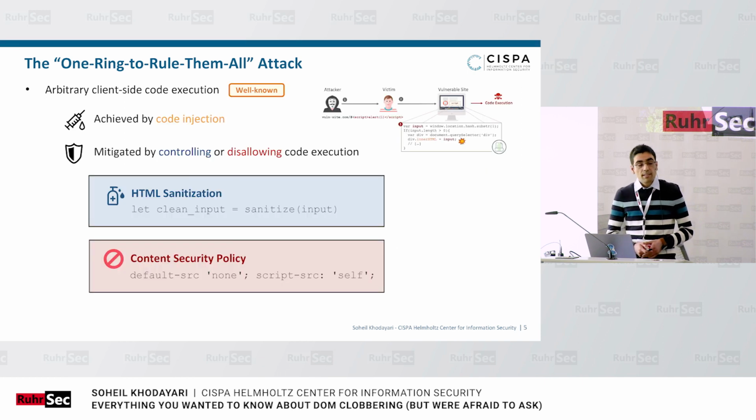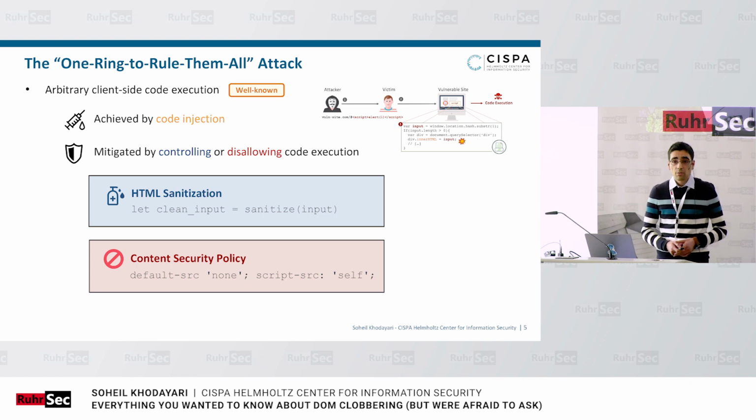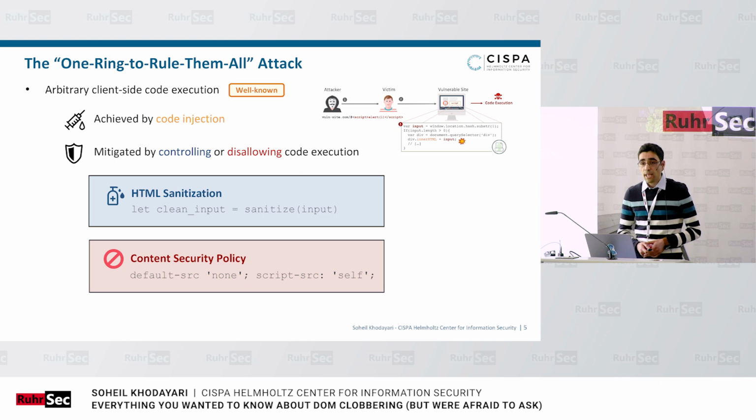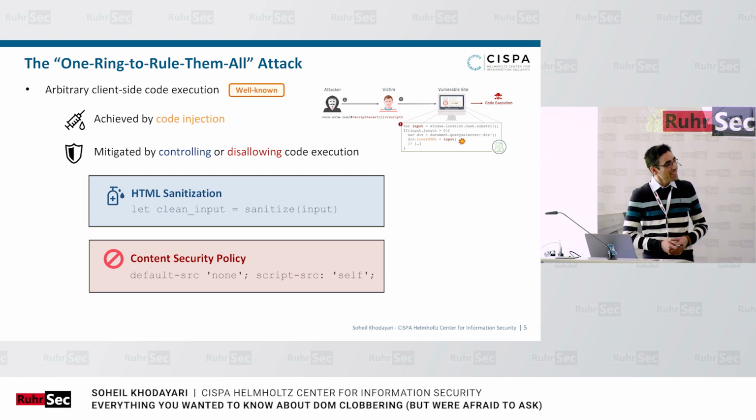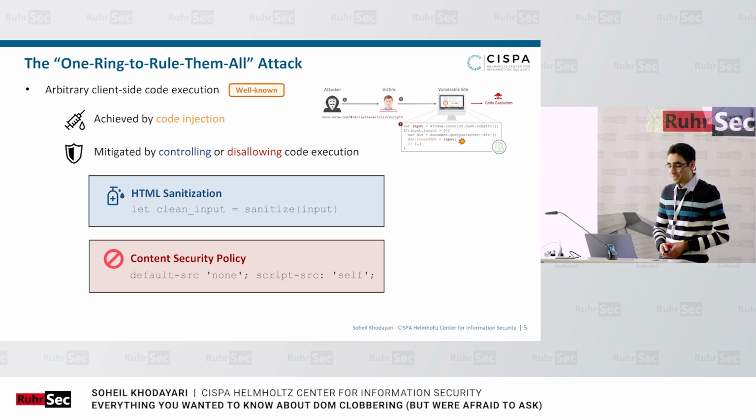Now, XSS is a well-known threat, which is often achieved by code injection and mitigated by controlling or disallowing code execution. Robust XSS defenses are well known, ranging from input validation, Trusted Types, to HTML sanitization. And Ben, who is now also here in the audience, asks, OK, what about CSP? CSP can also mitigate cross-site scripting, as we saw in the previous talk.